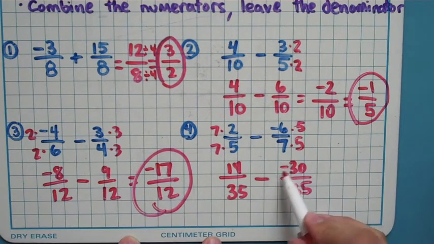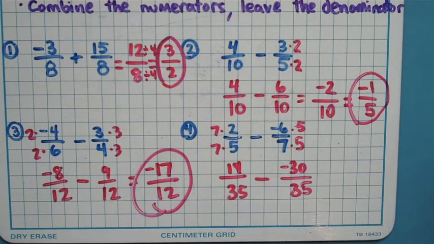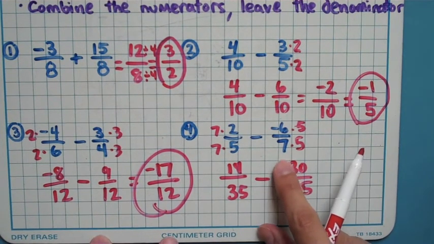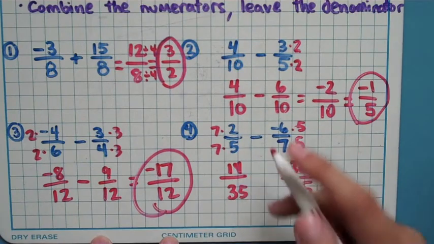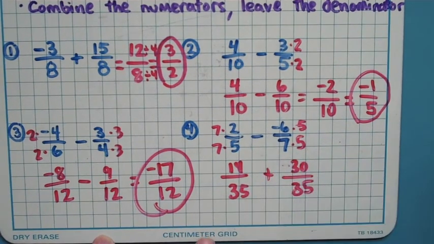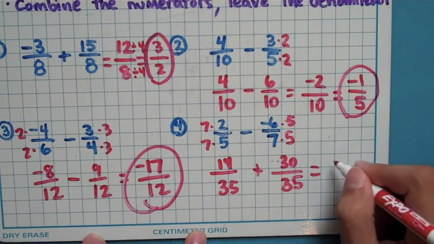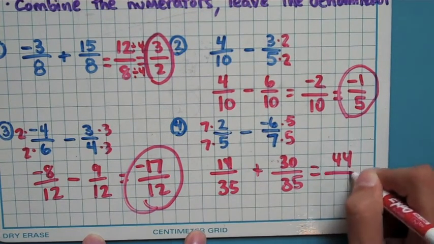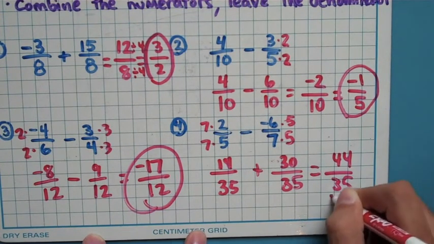So if I have a minus and a negative, just like we talked about with regular integers, I'm just going to turn that into a plus. So I'm going to get rid of these, and basically I'm doing 14 over 35 plus 30 over 35. My final answer is going to be 44 over 35, and that will not reduce.